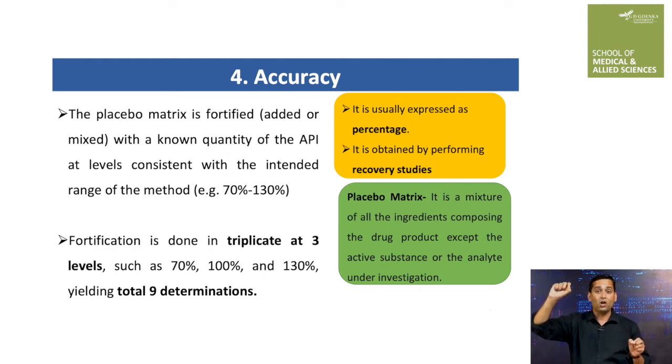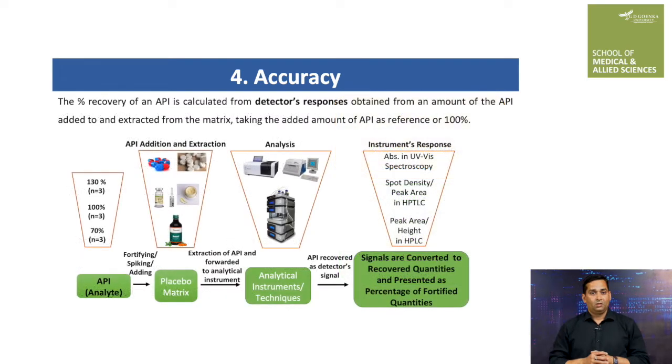Hence, we have a total of 9 determinations. The percent recovery of an API is calculated from the detector response obtained from an amount of the API added and extracted from the matrix. Here we take the added amount of API as reference or 100%.